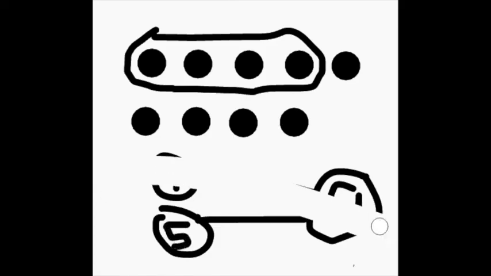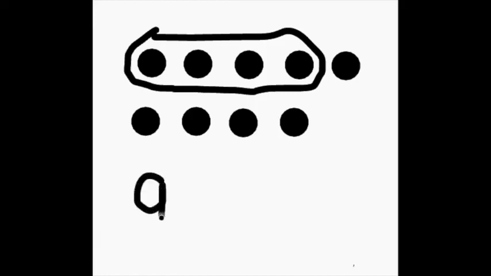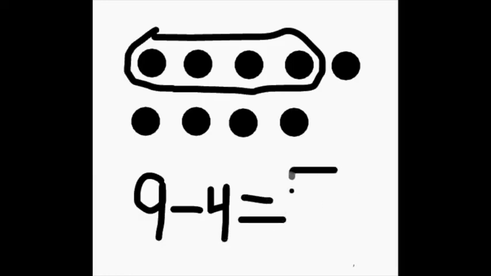And if we wanted to turn this into a subtraction sentence, how would we do that? Let's see. 9 is our whole. You took away, let's see, there were 4 that were not gray. And that means that left over there were 5 that were gray. 9 minus 4 equals 5.